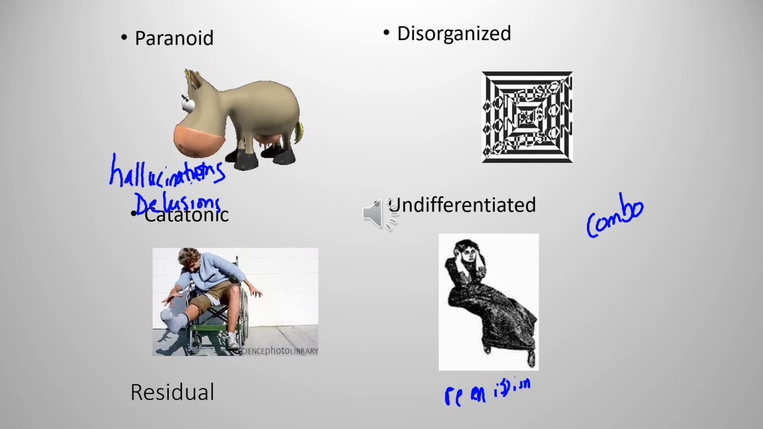The last category is residual, and this is when someone is being treated, and usually the hallucinations and delusions are gone because they're taking medication, so it's in remission. They're never fully cured of schizophrenia because you would have to keep taking the medication in order to keep the delusions and hallucinations from coming back. So they're just in remission.